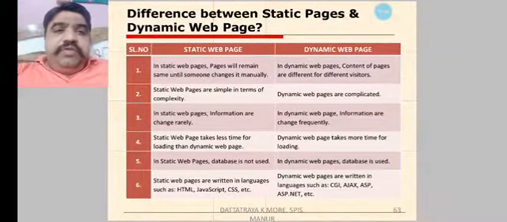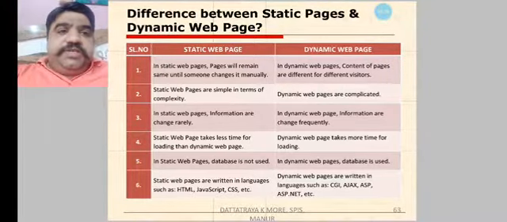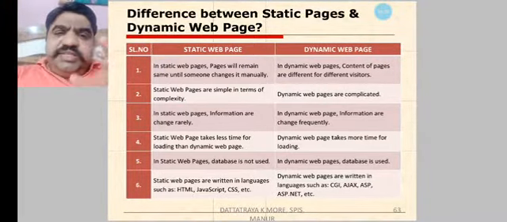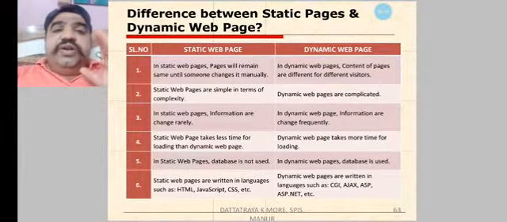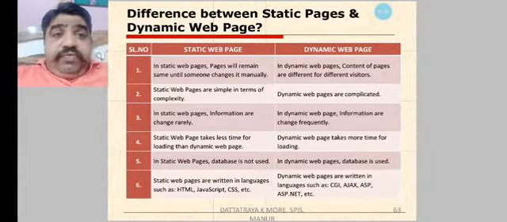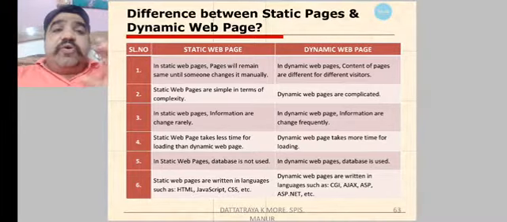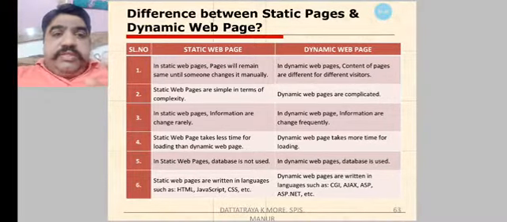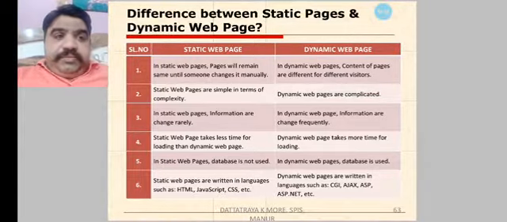Let's see the little differences between static and dynamic web pages. In static web pages, pages remain the same until someone changes them manually. But in dynamic web pages, the content of pages is different for different visitors. Static web pages are simple in terms of complexity. Dynamic web pages are complicated. In static web pages, information changes very rarely. But in dynamic web pages, information changes frequently.